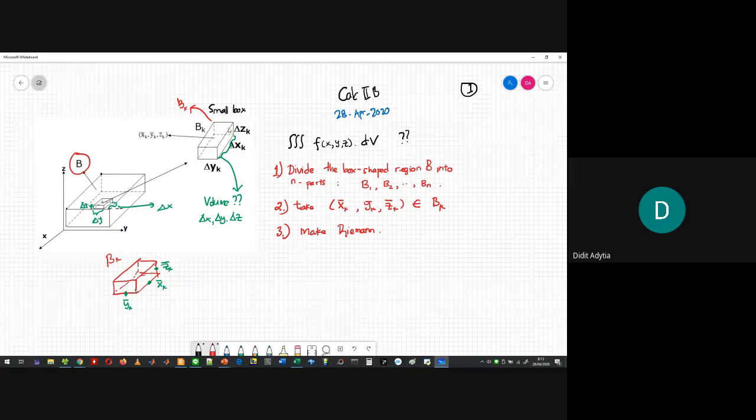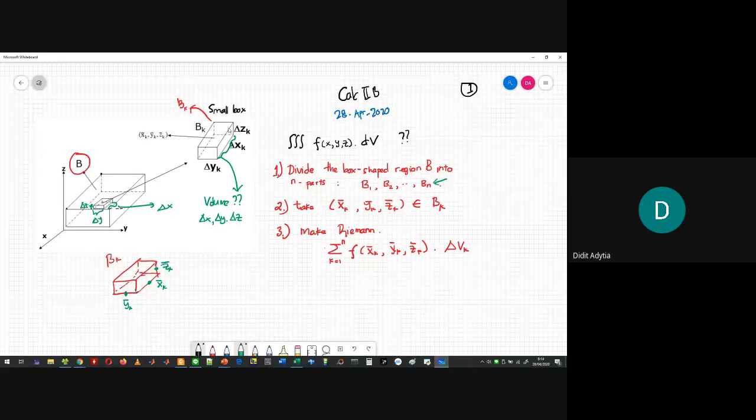What is the Riemann sum for this function? It is exactly the same as in the two-dimensional or double integral. So this one is a function. Take the average value x_k, y_k, and z_k, and then times the volume. Okay, times the volume of Vk, and then we sum, for example, k from 1 up to n.